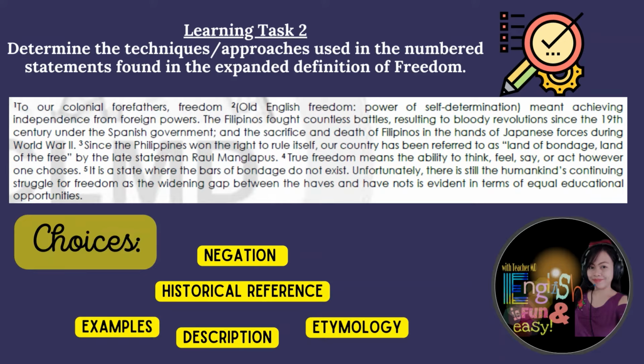And finally, it is a state where the bars of bondage do not exist. Unfortunately, there is still the humankind's continuing struggle for freedom, as the widening gap between the haves and have-nots is evident in terms of equal educational opportunities. So, what technique is used in here? Is it negation, historical reference, example, description, or etymology?